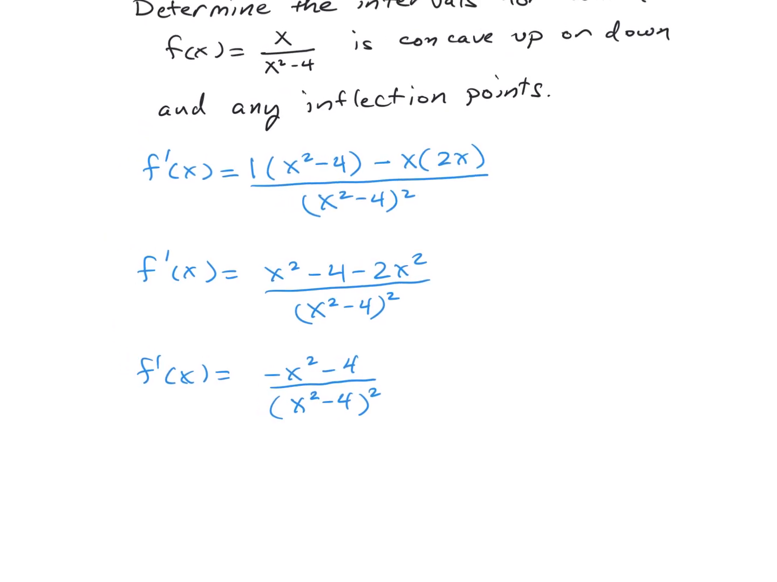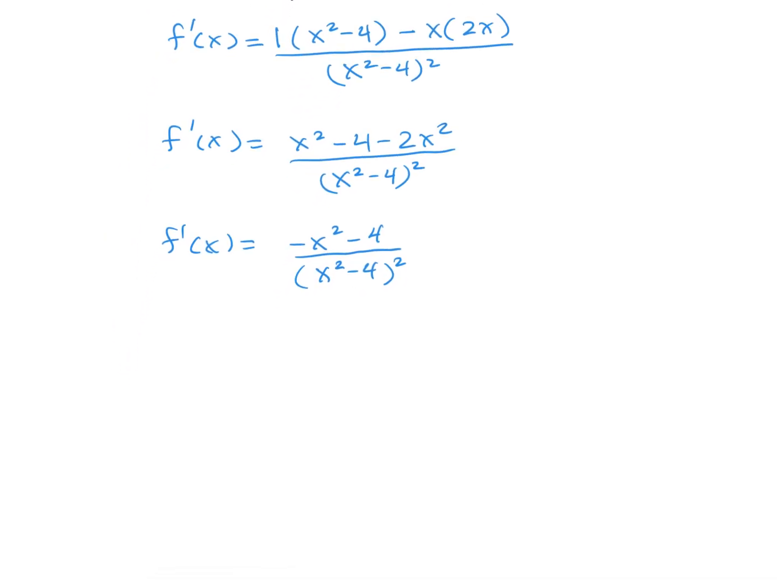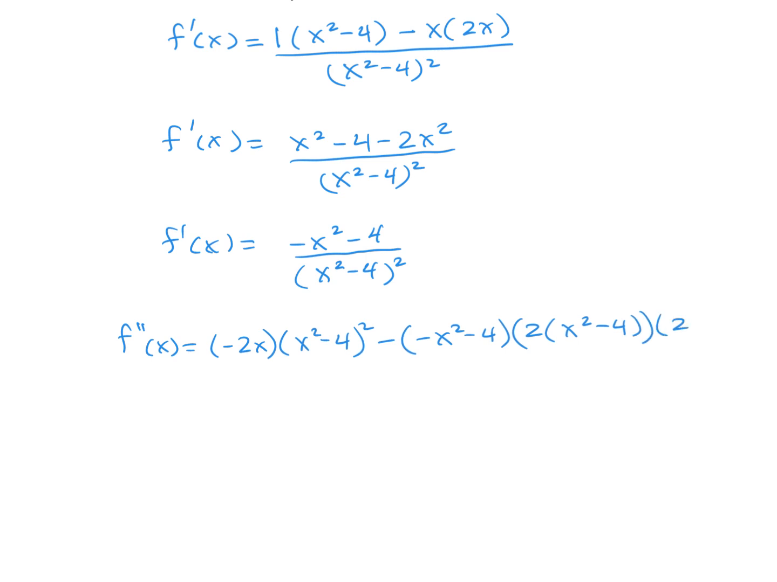All right, so the next thing we want to do is go through and find our second derivative, once again using our quotient rule, but this time also the chain rule. So our second derivative is going to be with the derivative at the top, which is negative 2x, times the bottom, which is x squared minus 4 squared, minus the numerator, negative x squared minus 4, times the derivative of our denominator, which is going to be 2 times x squared minus 4, times the 2x by the chain rule. And now this will all be divided by x squared minus 4 raised to the 4th power.